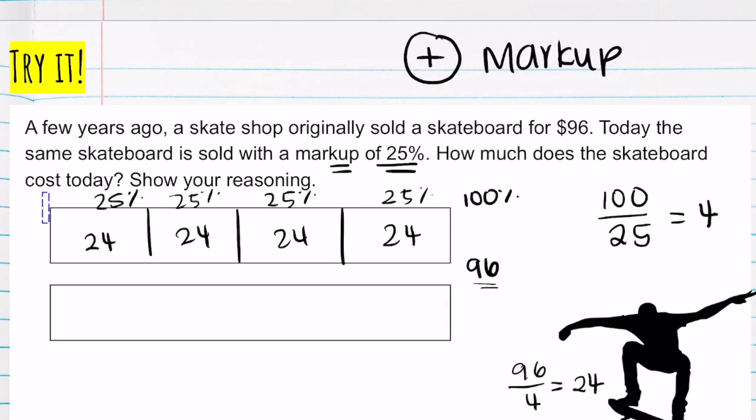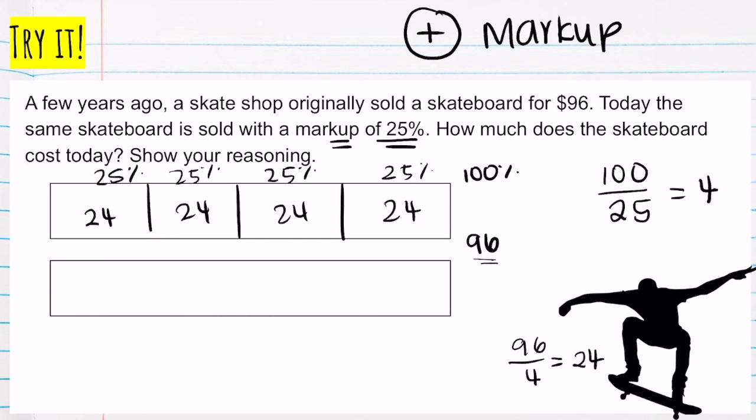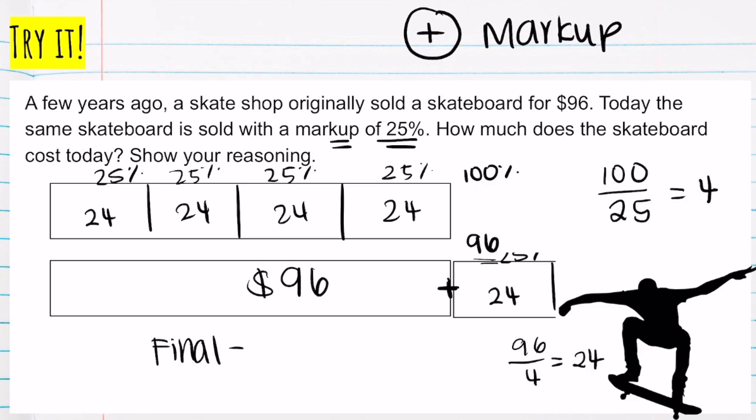Now, because it's a markup, what that means is we're not going to get rid of the square. We're going to actually add this to the original. So we know the whole box is $96, and we know an additional 25% is $24. So the total is our final cost, and our final cost is 96 plus 24, which is $120. So we can use a visual model to guide you, because you know we're not going to pay for a small portion of the cost, but you're going to pay by its full cost.